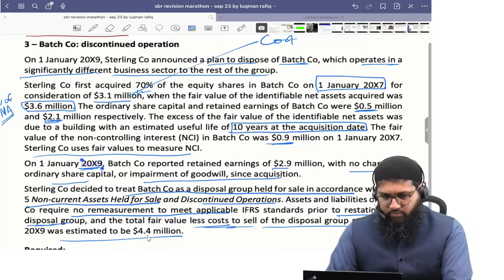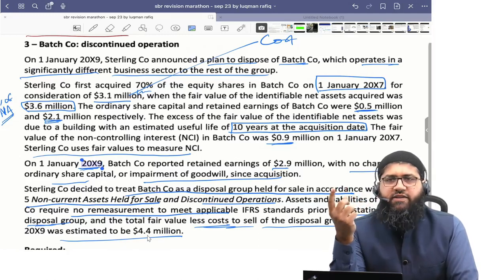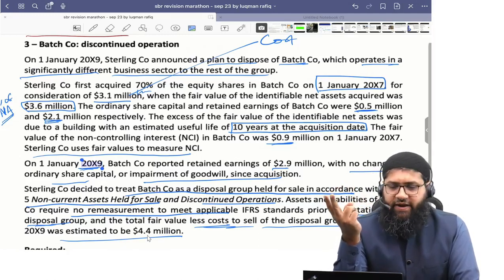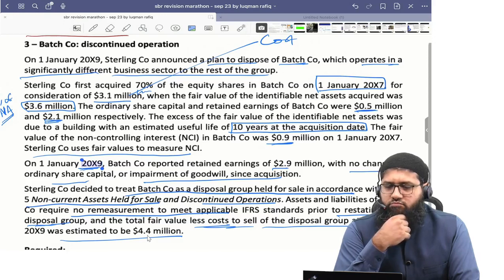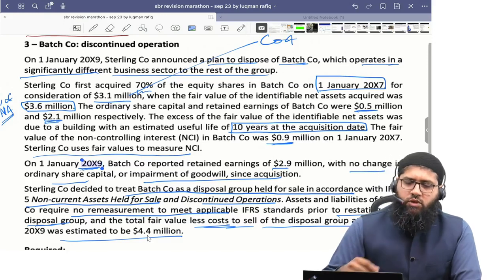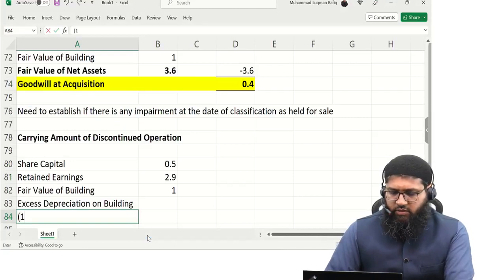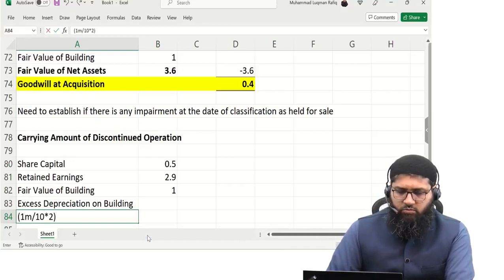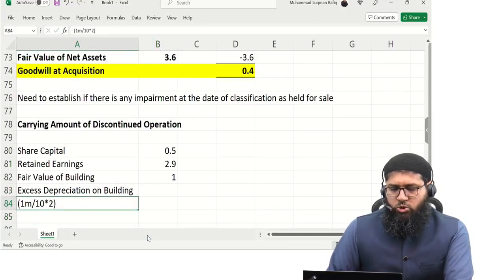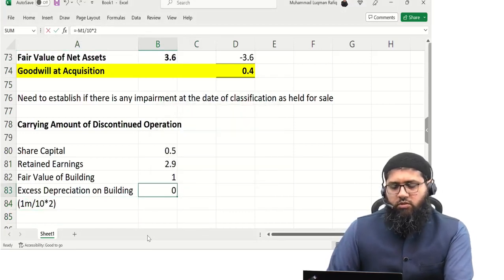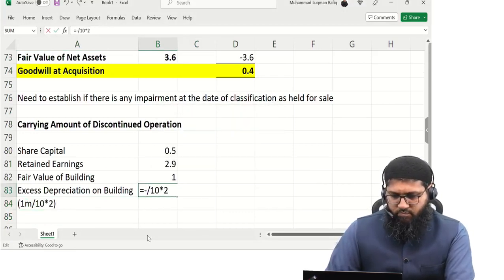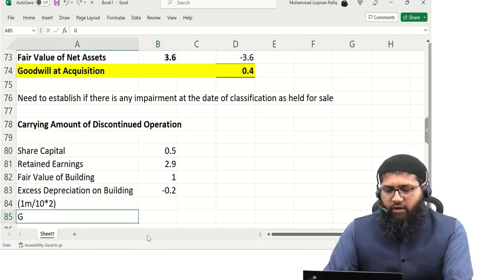How would we go about having the excess depreciation? 1st January X8, 1st January X9. So 1 year is 1st January X8, second year is 1st January X9, and it's going to be 1 million divided by 10 multiplied by 2. So this is what it is going to be. 0.2 million, right? You add goodwill to it.